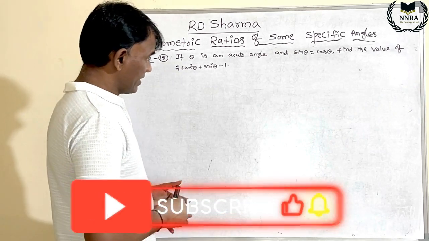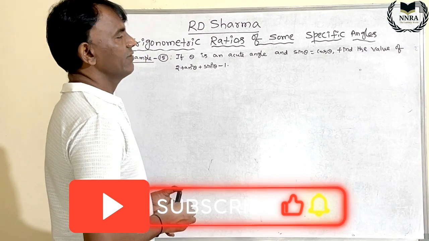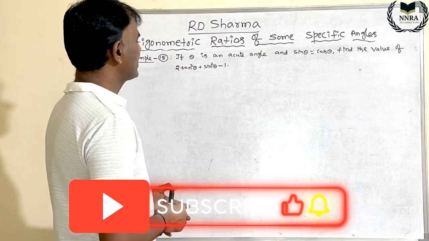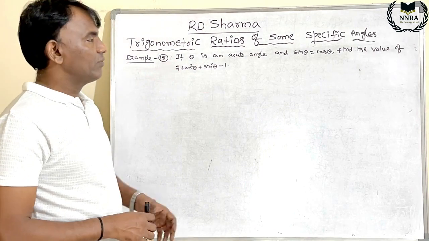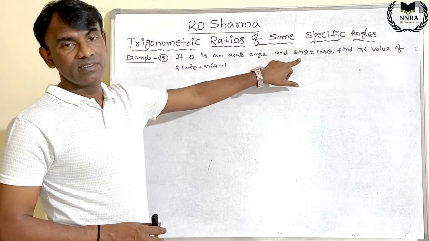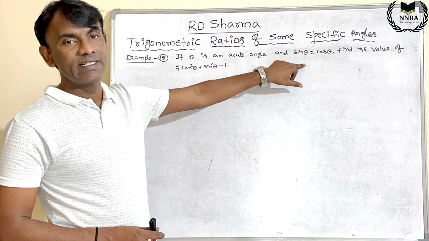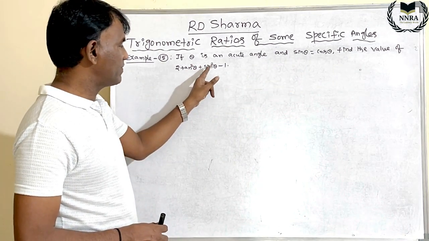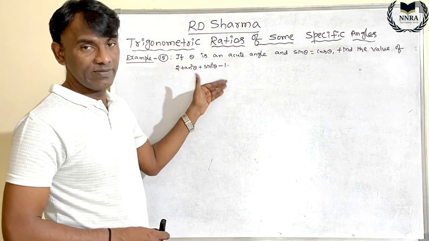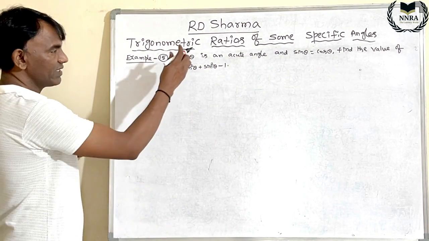Okay, this is example number 15. If theta is an acute angle and sin theta equals cos theta, find the value of 2 tan square theta plus sin square theta minus 1. By using this equation, we find the theta value. Once we find theta, we can directly substitute the theta value in this place and in this place, then simplify and finally we get the answer. Simple question.